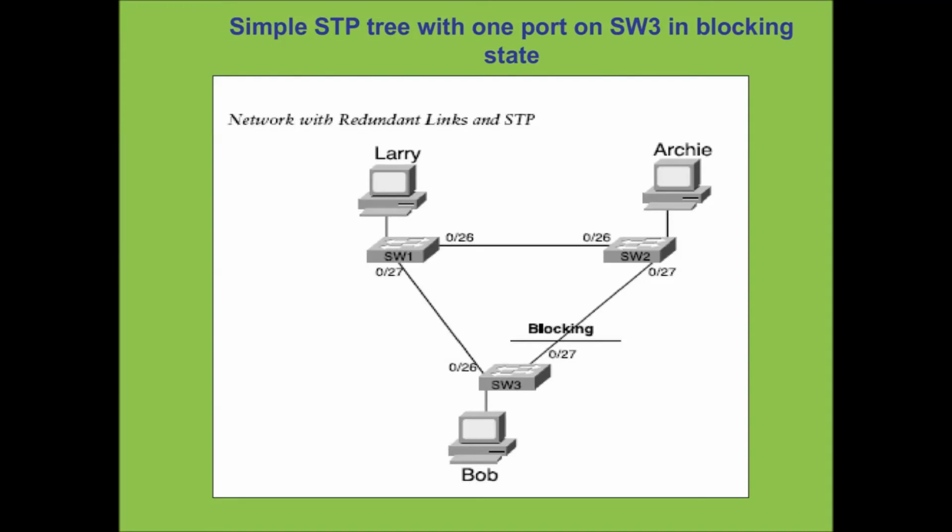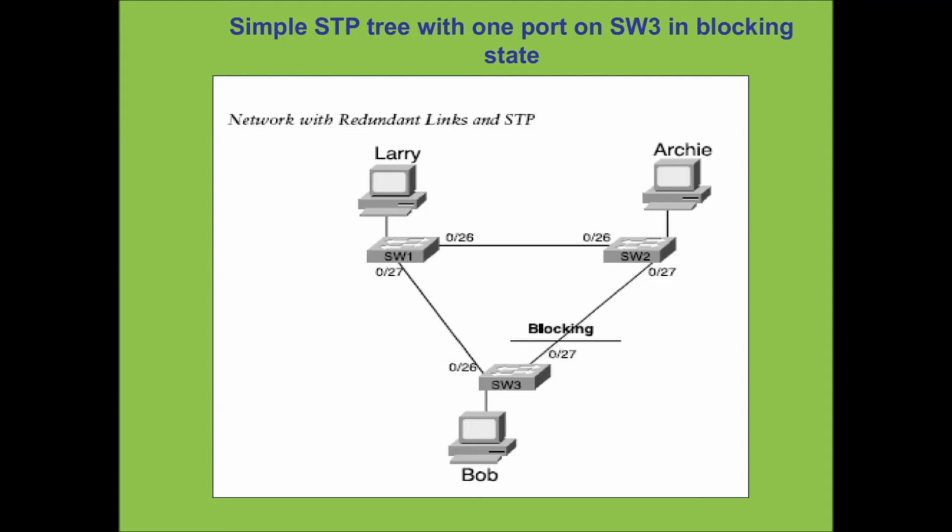In this diagram, a simple STP tree with one port on SW3, which is switch 3, in blocking state. So, a network with redundant links and STP. Redundant links means if there is a path between two devices and that path is broken, then there must be another path by which data transmission is done. So this is the redundant concept, or you can say alternative path. So in networks, alternative or redundant links are very important, because if the network fails or the path is broken, then another or alternative path must be able to transfer data.